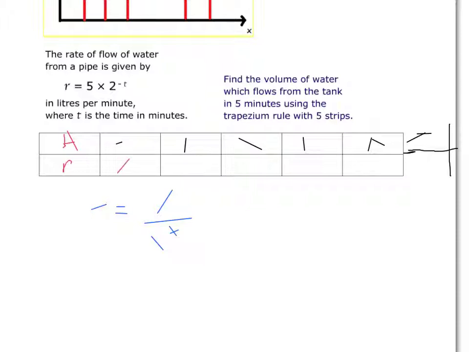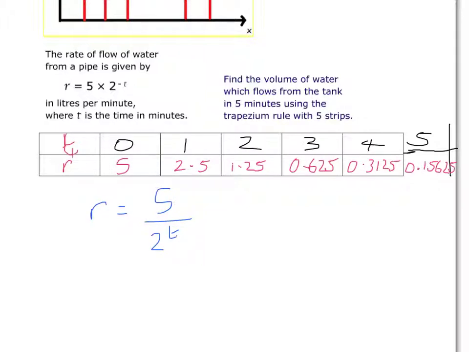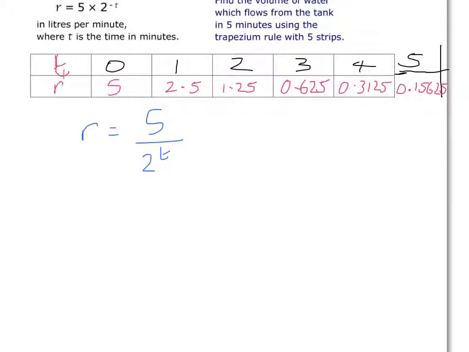You get 5, 2.5, 1.25, 0.625, 0.3125, and finally you get 0.15625. Now, what we're going to do is substitute each of these values into the trapezium rule.